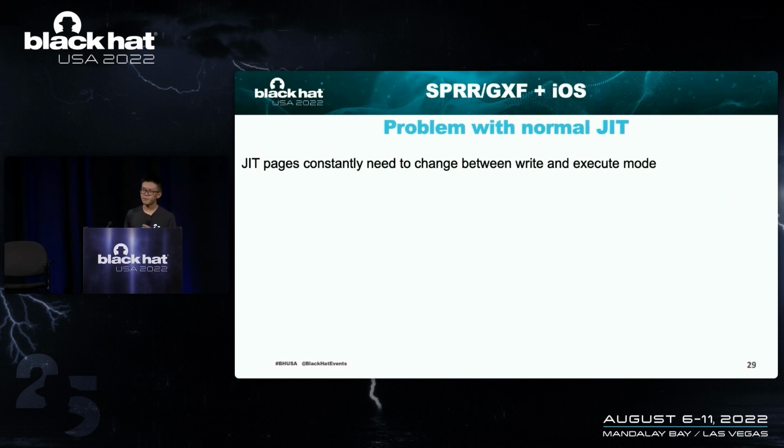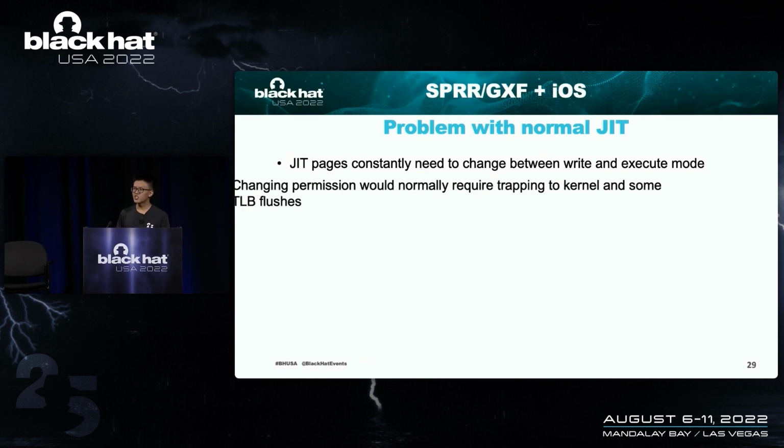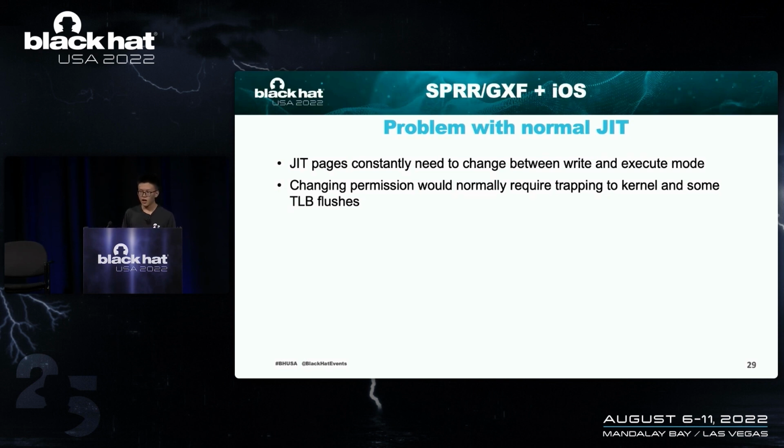For a JIT page, you constantly need to switch between these modes. When you're compiling, you need to switch to write mode, and when you're executing, you need to have it in execute mode. Changing the permission generally takes a lot of work from the CPU, so performance is degraded. So Apple designed SPRR to fix this problem and improve the speed of the JIT compiler.